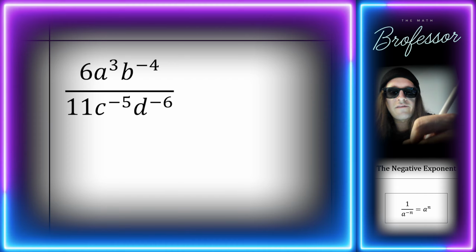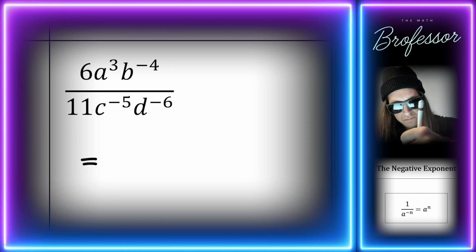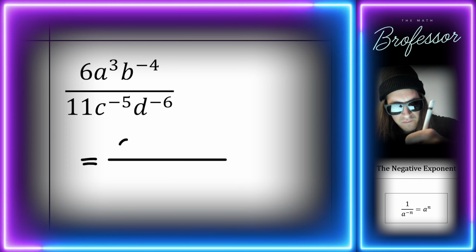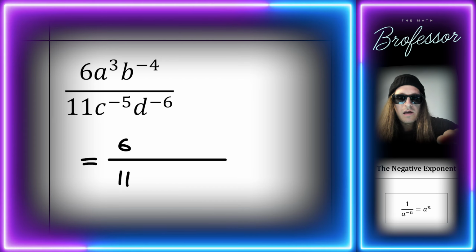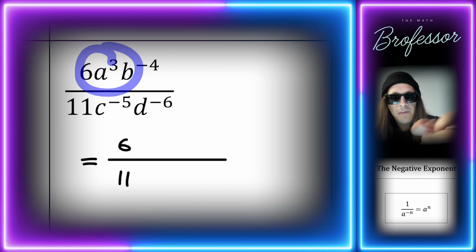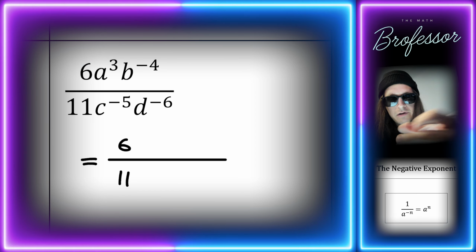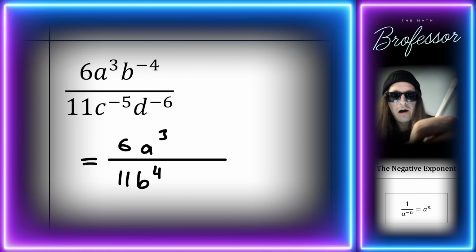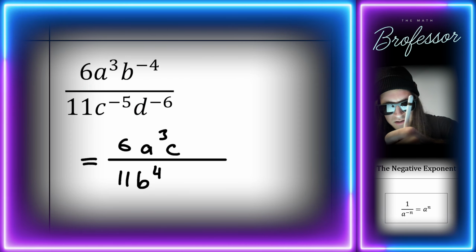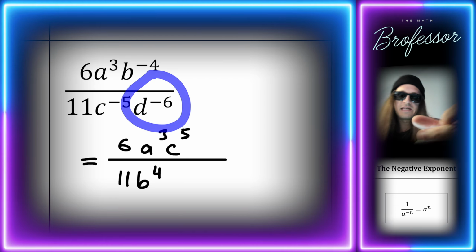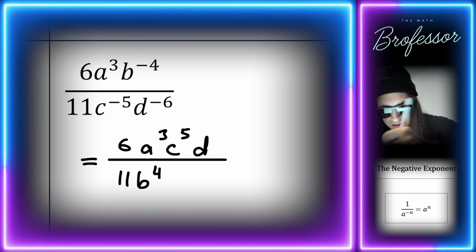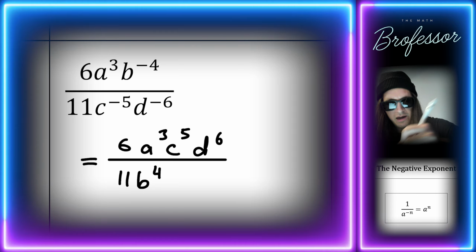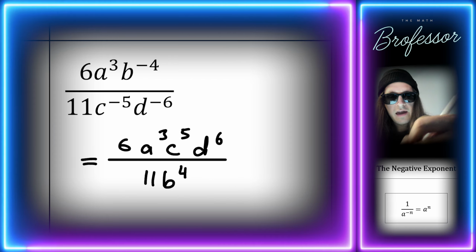The 6 and the 11 are just meant to distract you. They're not going to move. They're just going to stay where they're at. The A has a positive exponent right there, a to the +3. You leave that where it is. The B has a negative exponent. Reciprocate it to the bottom. The C has a negative exponent in the bottom. Put it on the top. Make it positive. The D on the bottom has a negative exponent. Reciprocate it to the top. And that right there, I'm going to center that 11b to the 4th. And that is the answer.